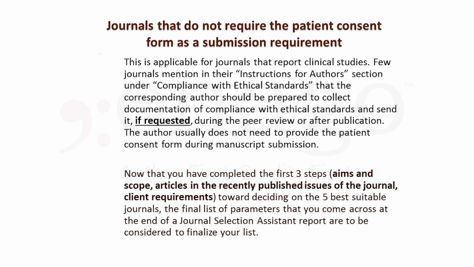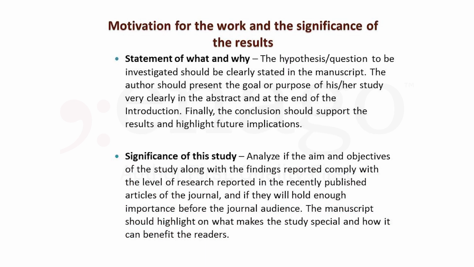Now that you have completed the first 3 steps toward deciding on the 5 best suitable journals, the final list of parameters that you come across at the end of a JSA report are to be considered to finalize your list. Moving on to the first parameter, motivation for the work and significance of the result. In order to comment on this section, you need to look into 2 parameters.